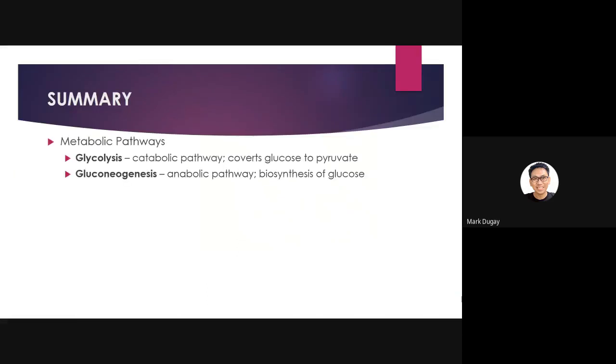Okay, so we're down to our summary. Metabolic pathways include glycolysis and gluconeogenesis. Glycolysis is a catabolic pathway that breaks glucose down to pyruvate with a net yield of 2 ATP molecules and NADH per glucose molecule used. While gluconeogenesis is an anabolic pathway, the biosynthesis of glucose from non-carbohydrate precursors.